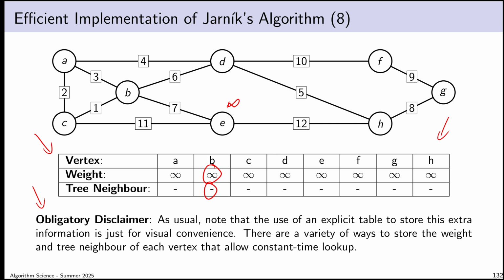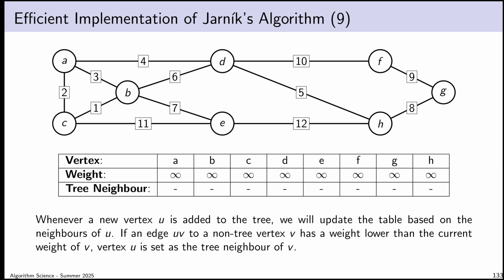If our vertices are numbered with consecutive integers, then I could just use a table, but I could also associate the weight and the tree neighbor with the vertex object or something else. So the fact that I use a table doesn't imply that you have to use a table. There are plenty of constant time options for looking up these properties of each vertex. Okay, so when a new vertex is added to the tree, I will update the table based on the neighbors of that vertex. I'll show this off in a minute because I know this is a bit of an abstract statement. If an edge UV to a non-tree vertex has a weight lower than the current weight of that vertex, then the vertex U becomes its tree neighbor.